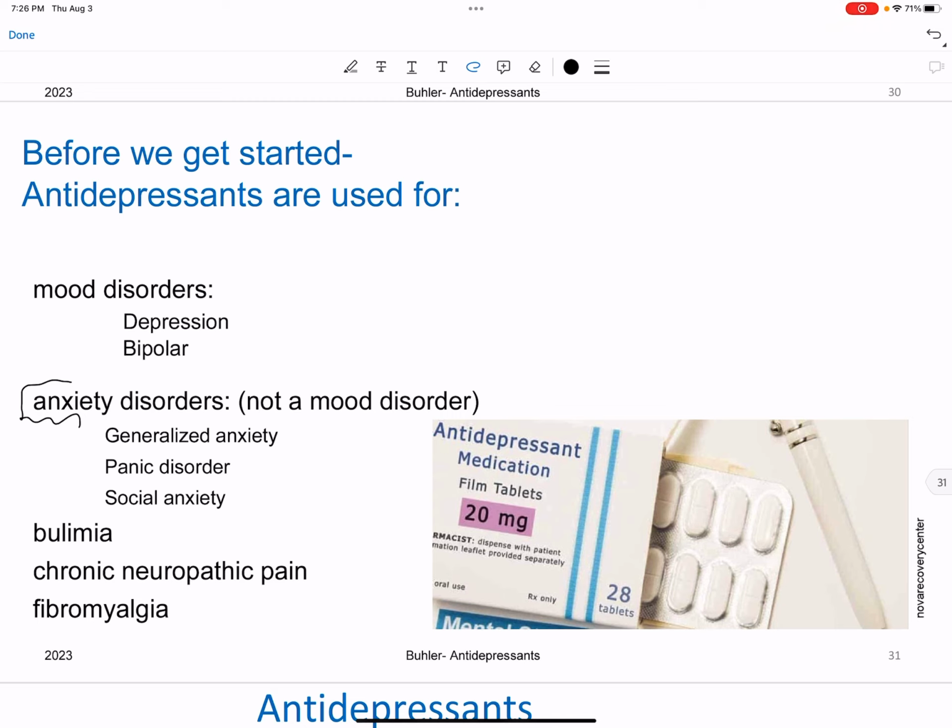Also use them for bulimia, neuropathic pain, fibromyalgia, lots of different things. When we talk about pain and we talk about fibromyalgia, you'll see that these have some serotonin and norepinephrine components. And so understanding what these drugs are doing is going to help you understand why you would use an antidepressant for a nerve injury.